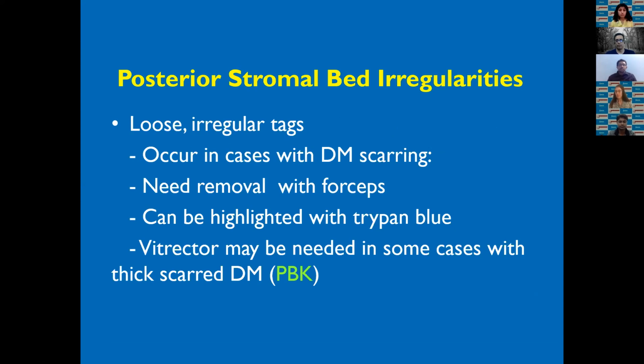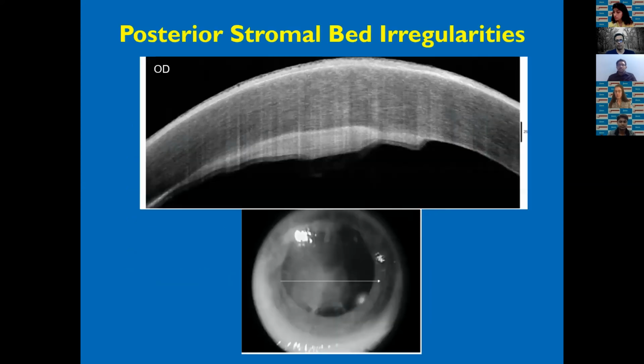A vitrector may be needed in some cases where there's a thick scar. Some of the cases with bad pseudophakia come with a thickened Descemet's membrane, where it may not be easy to peel off the Descemet's membrane, and we may have to use a vitrector to make the posterior bed a little regular. Now, this was one case where you can see that the posterior stroma shows a very thick, dense Descemet's.